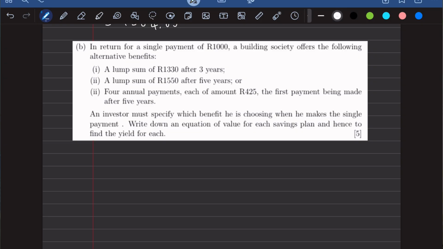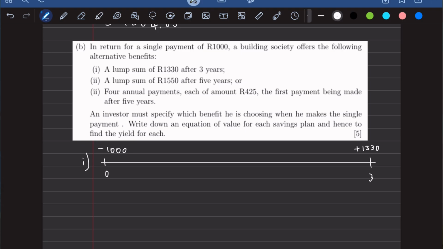Okay, so let's start with the first one, so I. Okay, so let's draw down a little timeline to show what the cash flows are. So we're going to start at time 0 and we're receiving after 3 years. Okay, so we're buying it currently, so we're buying it for 1,000 Rand, so it'll be minus 1,000. And then after 3 years, we're going to be getting 1,330.